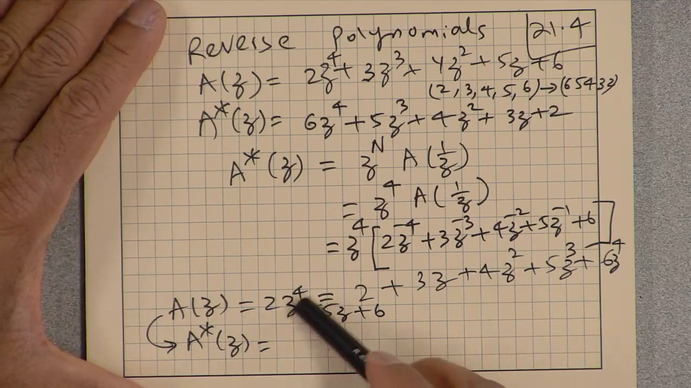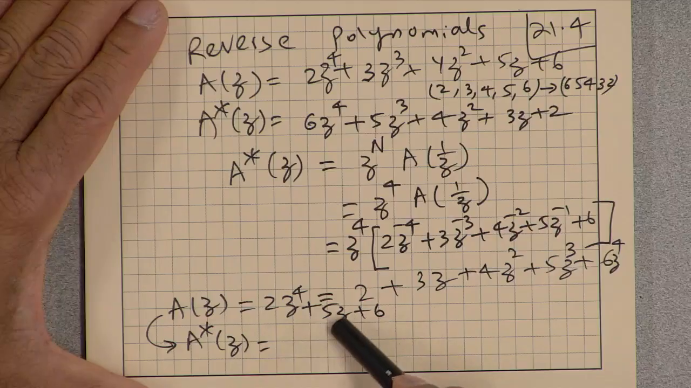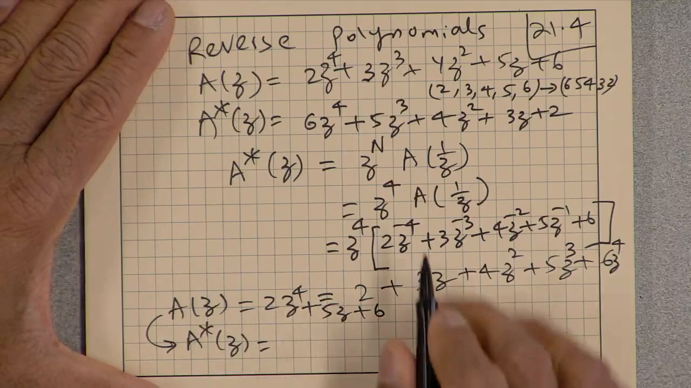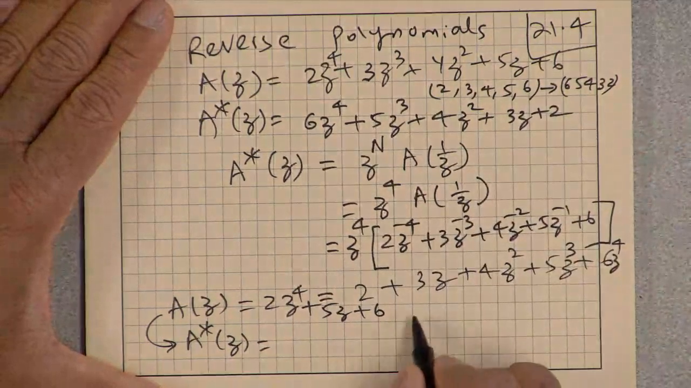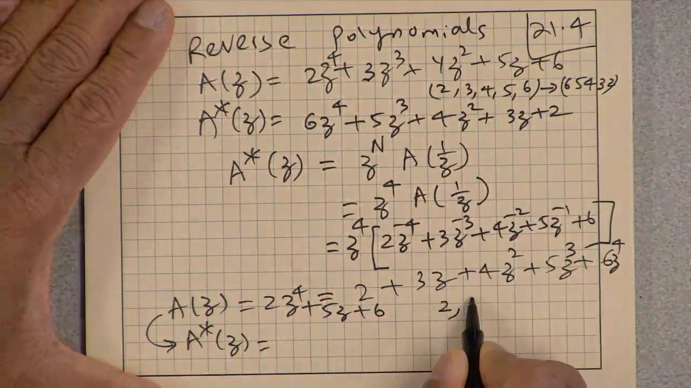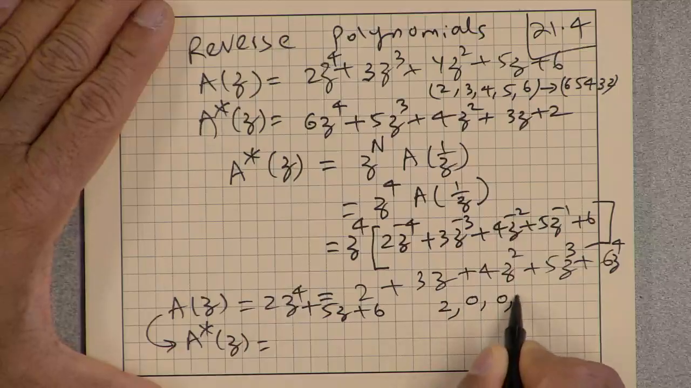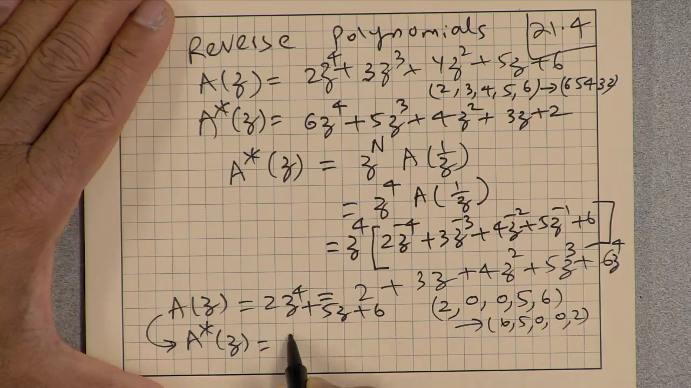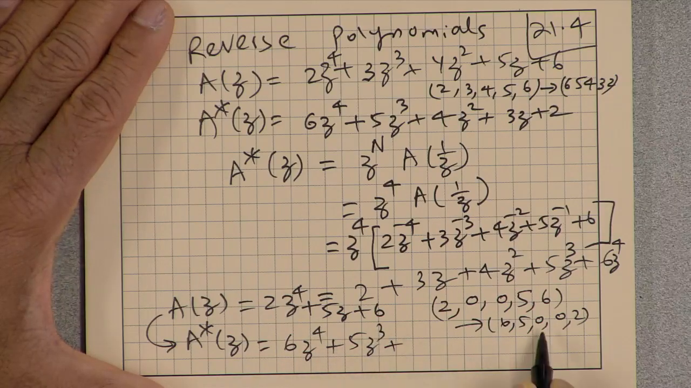So one may be tempted to think it will be 6z to power 4 plus 5z plus 2. But that's not the case. The way to think about that, if you want to use the reversal of the coefficients, you have to write the coefficients as 2, 0z cubed, 0z squared, 5z and 6, and you reverse that, we get 6, 5, 0, 0, 2. So this will be 6z to power 4 plus 5z cubed plus 0z squared plus 0z plus 2. So that's why we need to be careful.